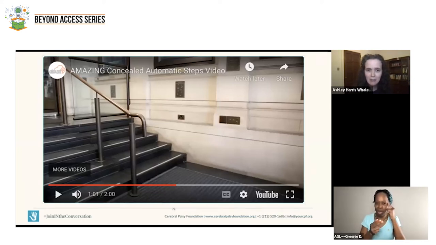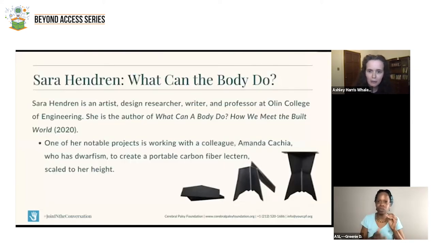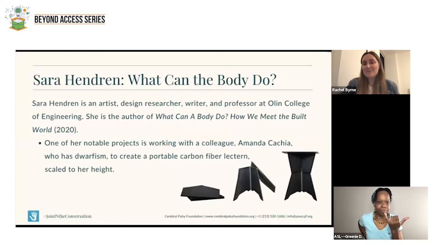And it's an example of true, equitable accessibility, intentional from the very get-go. So I'm going to turn it back over to Rachel. Another example of this that we'll give is Sarah Hendren, who is an artist, designer, researcher, writer, and she's a professor at Holland College. Her book is What Can the Body Do?